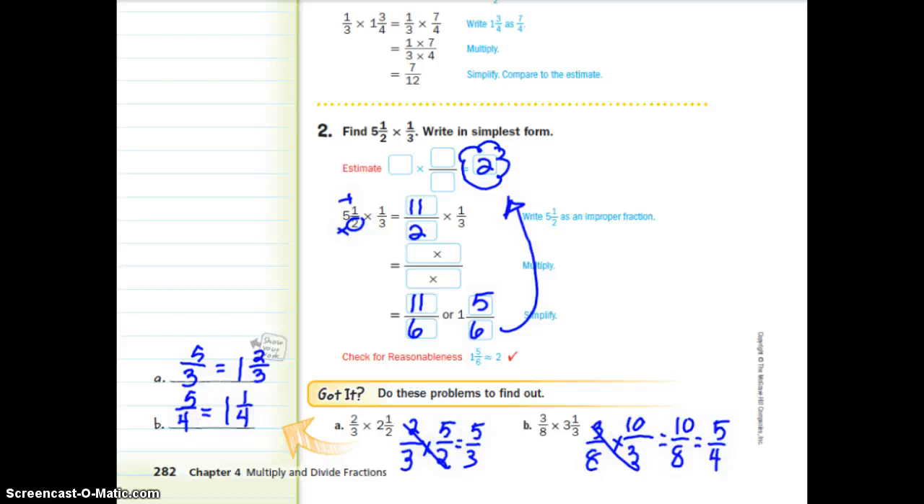Now I want to look at B for just a second. Notice that I simplified the 3's, but I could have simplified the 8 and the 10, but I chose not to. I brought them out and then cut them in half. I could have done it inside.